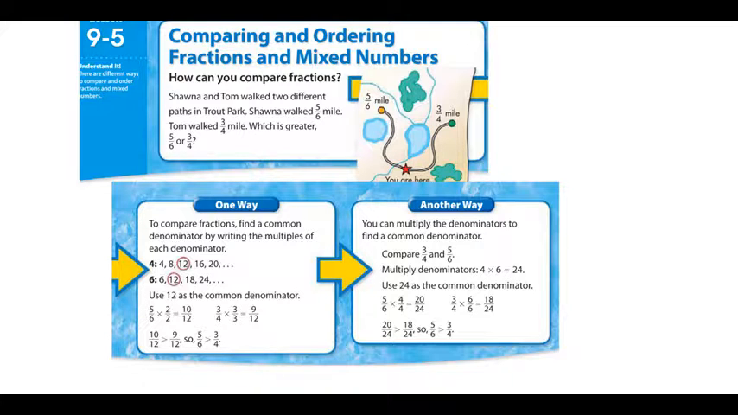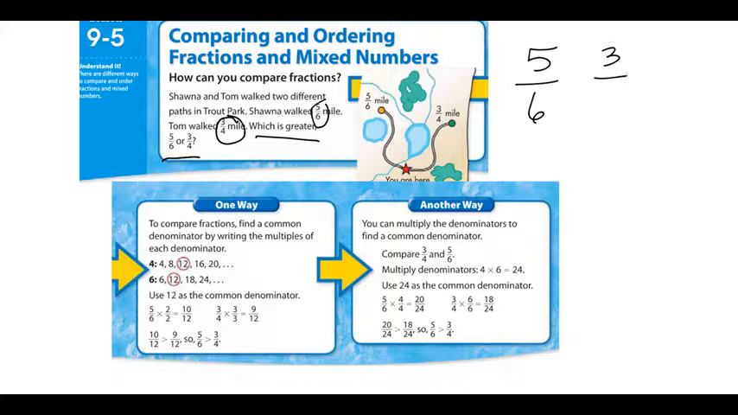Page 230. Take a look at the very top. It says, how can you compare fractions? Let's look at this story problem to see how we can do that. Shauna and Tom walked two different paths in Trout Park. Shauna walked 5/6 of a mile, and Tom walked 3/4 of a mile. Which is greater, 5/6 or 3/4? Okay, so I'm going to put them right next to each other.